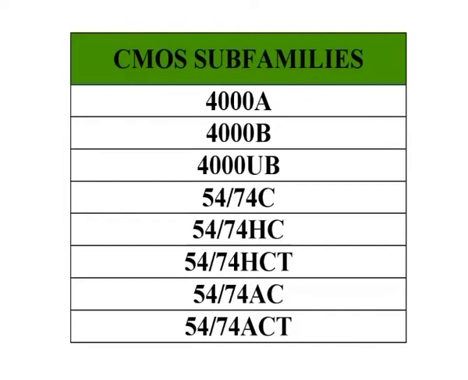54/74C, 54/74HC, 54/74HCT, 54/74AC and 54/74ACT are CMOS logic families with pin compatible 5474 TTL series logic functions. The 4000B series, though more energy efficient than the TTL series, were significantly slower and more susceptible to damage due to electrostatic discharge.